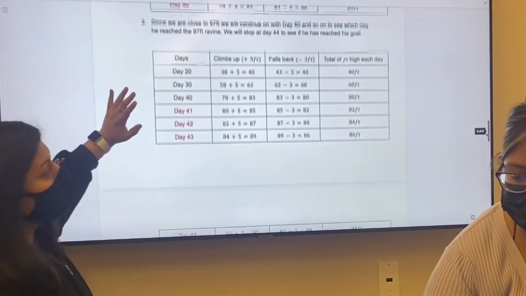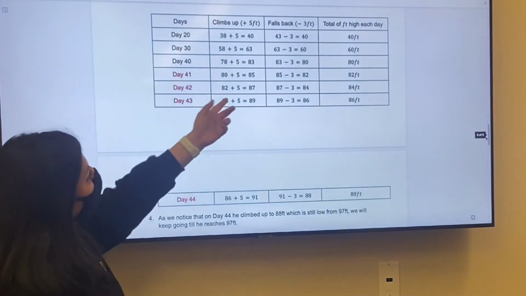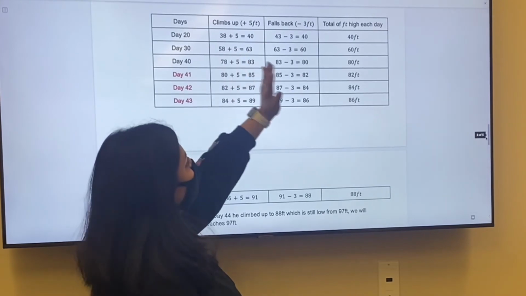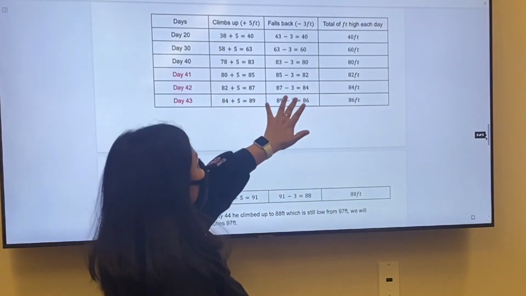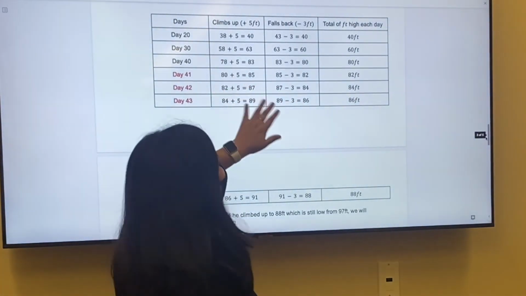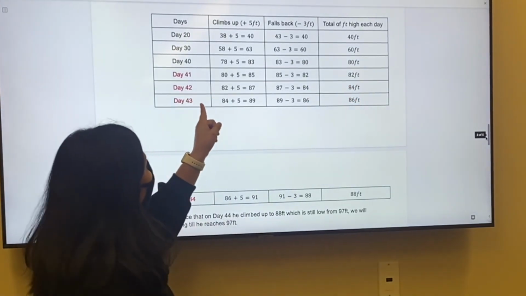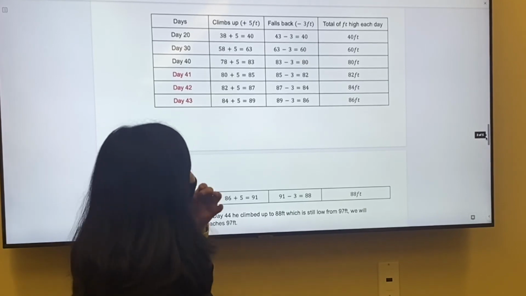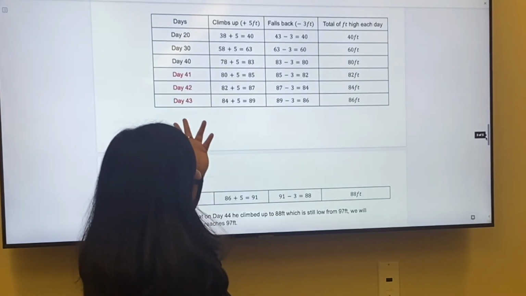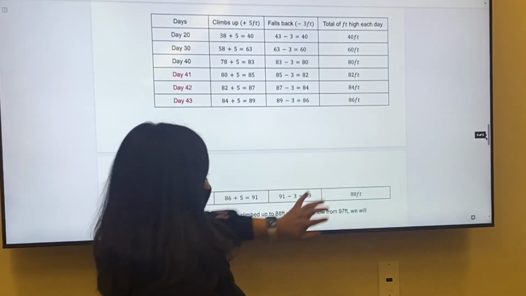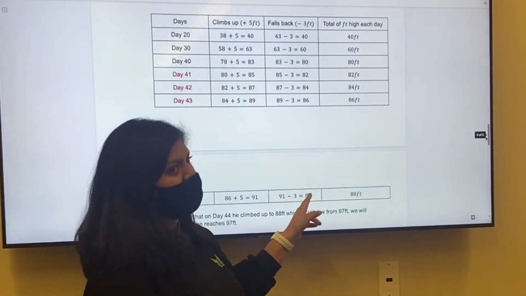Since Jahira already explained day 20 to day 40, I'm gonna go with day 41 for the next day, as we did the same pattern of adding 5, subtracting 3 for each day. For day 41, we did 80 plus 5 equals 85. 85 minus 3 equals 82, which gives a total of 82. Bringing this down to day 42, we do 82 plus 5 equals 87. Then 87 minus 3 equals 84, giving us 84. Going down to day 43, we do the same process, giving us 86 feet. And then going down to day 44, same process, adding and subtracting, giving us 88 feet.